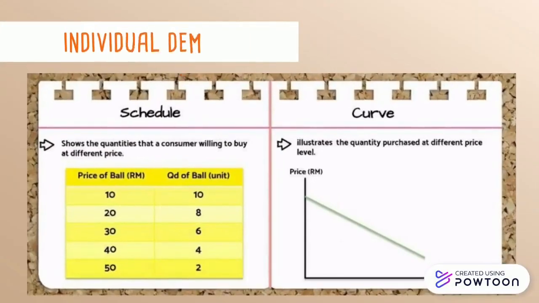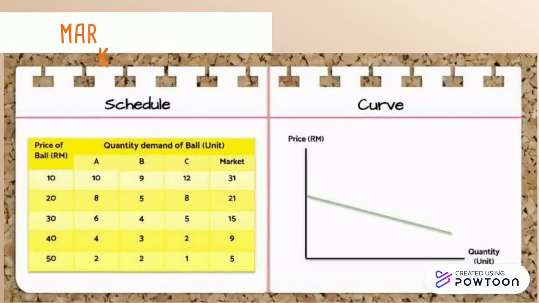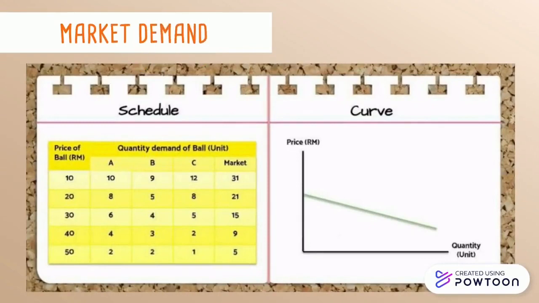This is the example of schedule and curve for individual demand. Here we can see that the schedule shows the quantities that the consumer is willing to buy at different prices, and the curve is downward sloping from left to right. This is the example of schedule and curve for market demand. The curve for market demand is flatter and wider than individual demand.